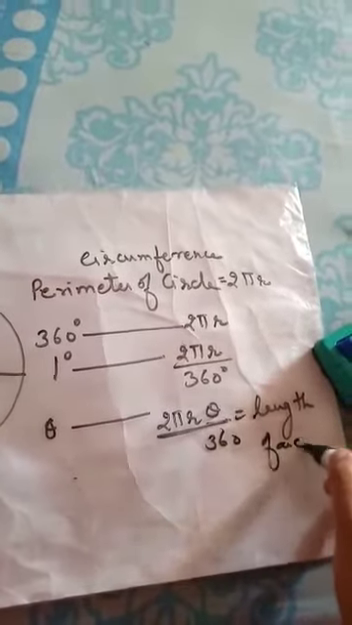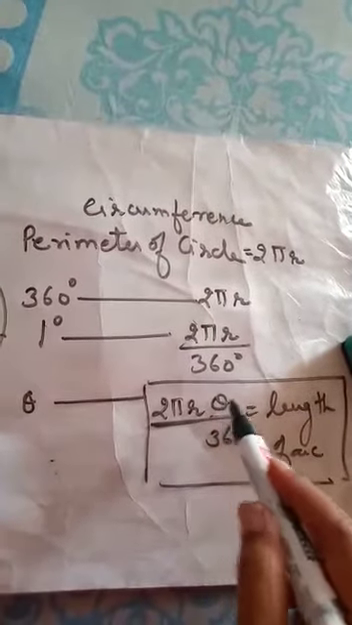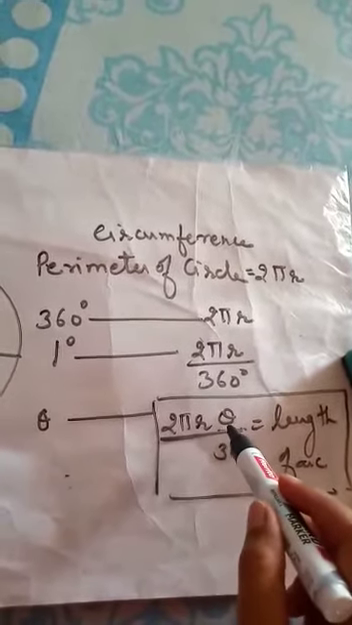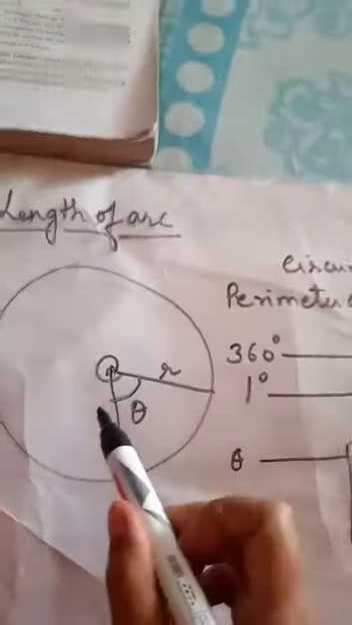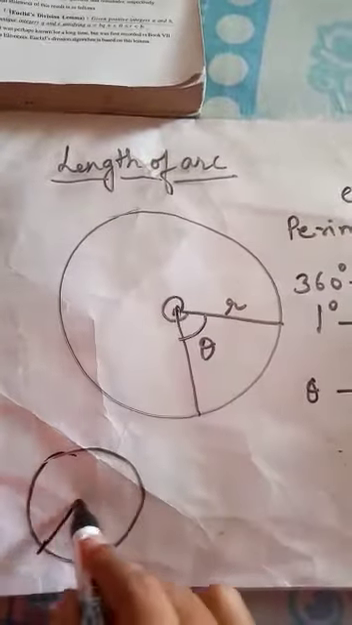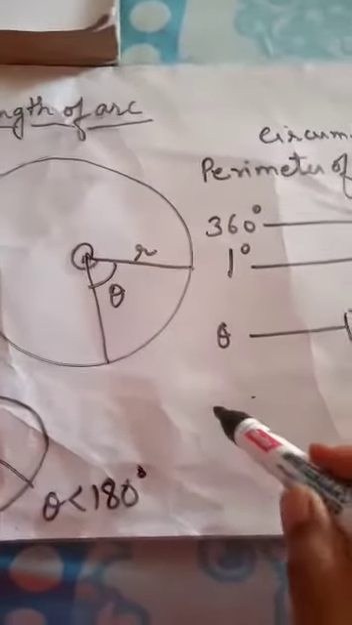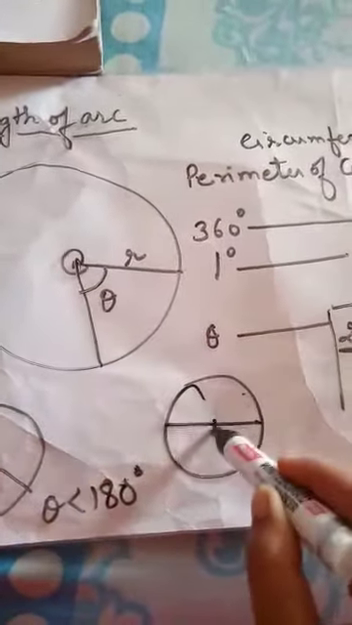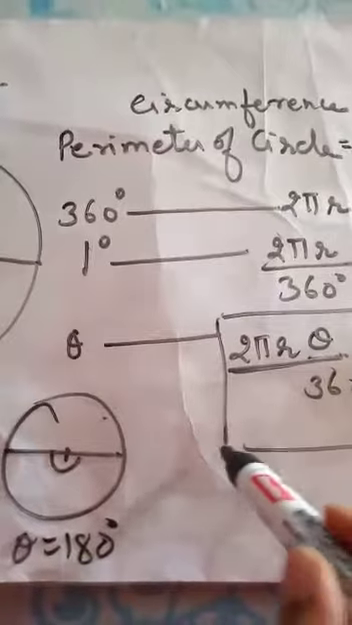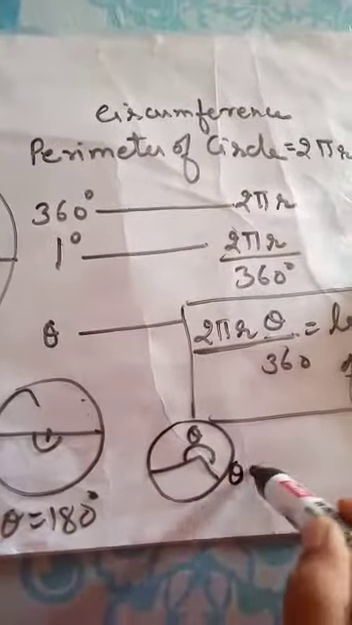Length of arc. So length of arc is 2 pi r, the circumference of the circle, multiplied by theta by 360. So what you have to learn is what is theta. Theta is the central angle. Now let us see this figure very carefully. If I make this theta this way, then this theta is less than 180, right? Then if I make this theta this way, then how much is theta? It is equal to 180. And then if I make this theta this way, now see this one, this theta is more than 180.